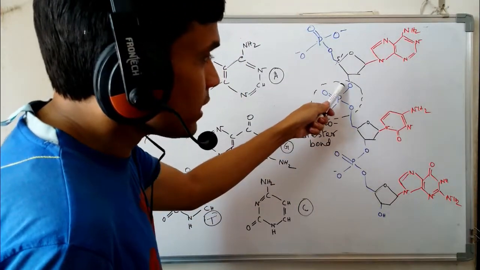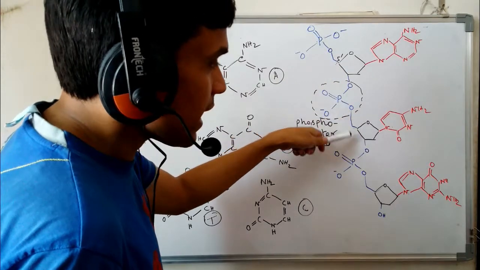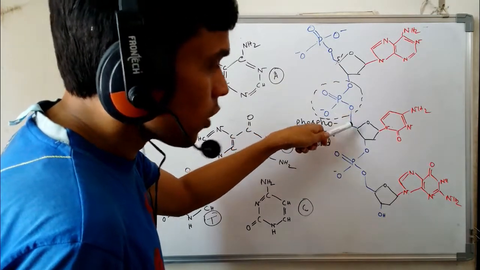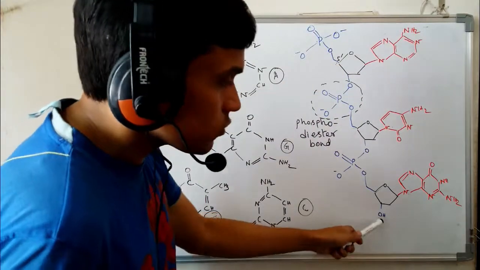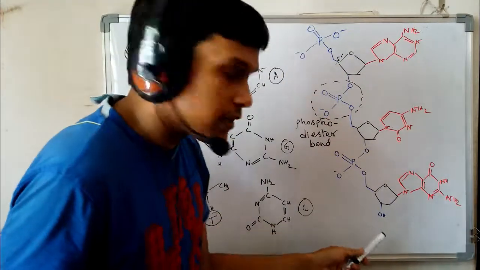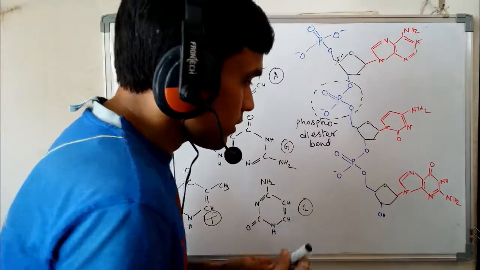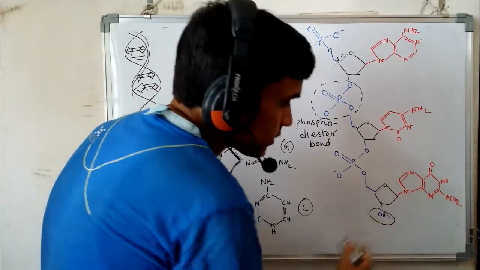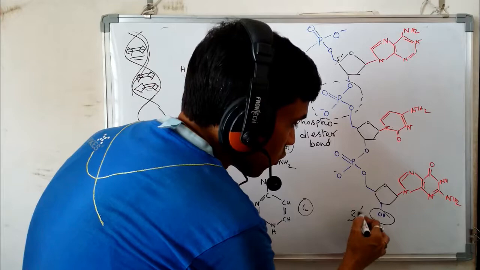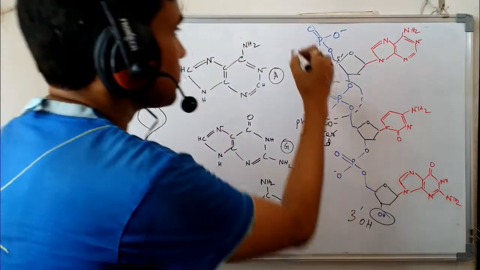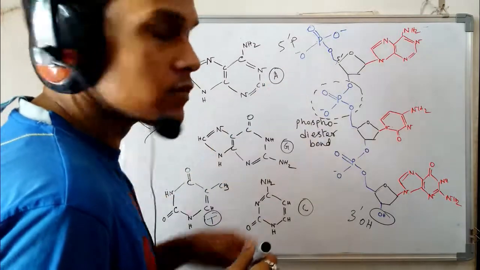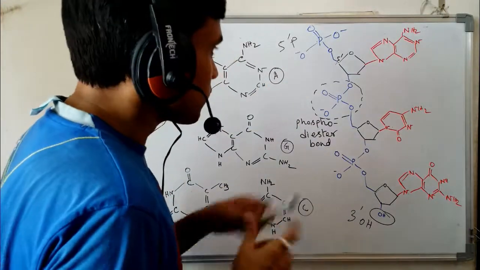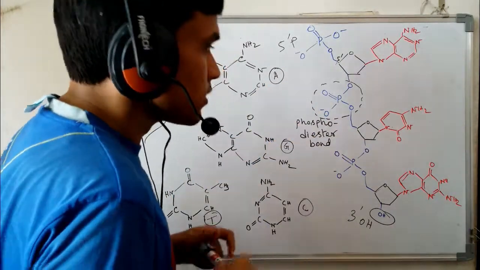If that OH is bonded with the next phosphate of the next nucleotide, then this is the phosphodiester bond. But there is no such phosphodiester bond here, that is why it remains as OH. So this is the 3' OH and this is the 5' phosphate. We generally use this term. Because of this phosphate, it is acidic in nature.